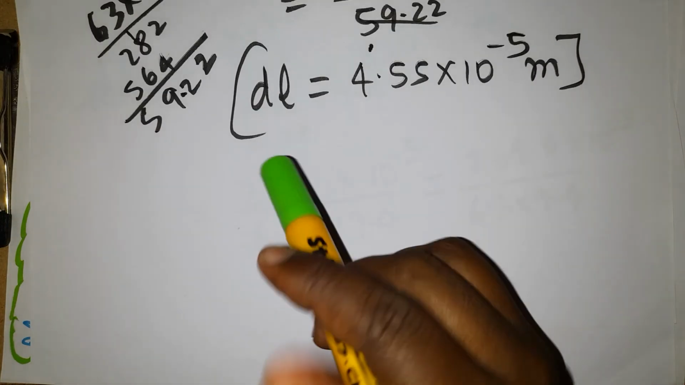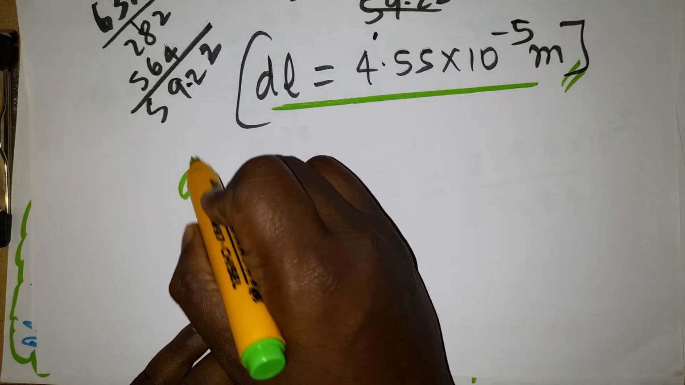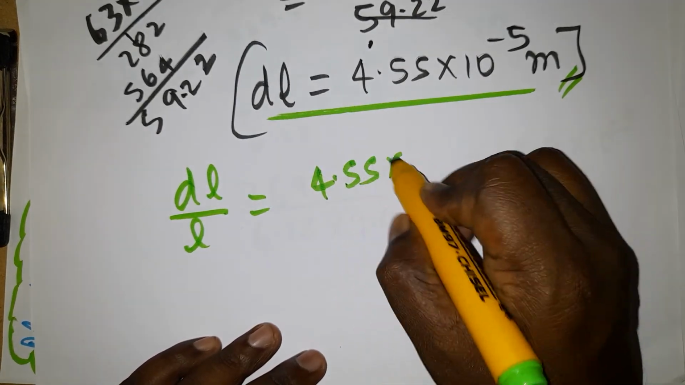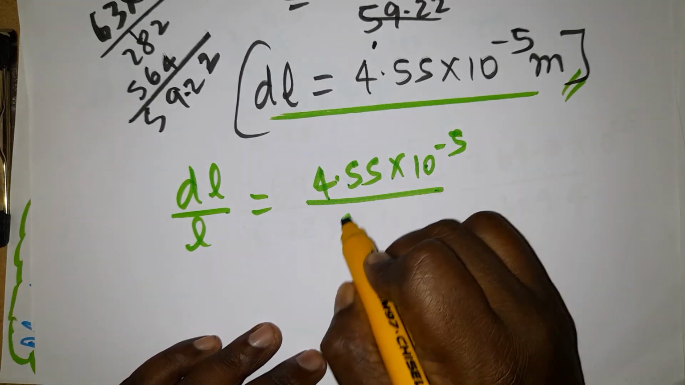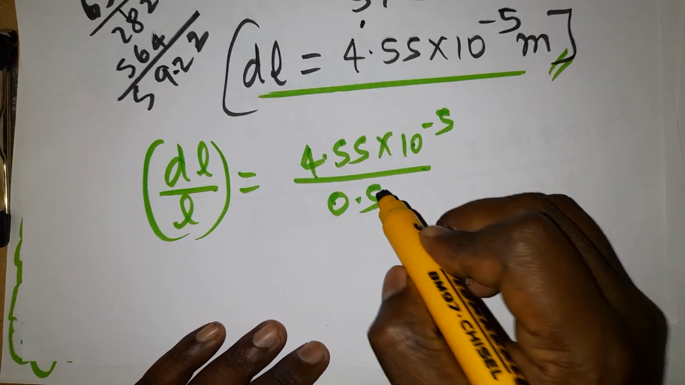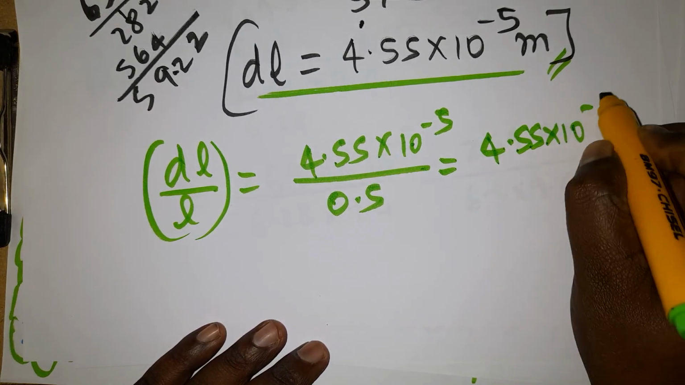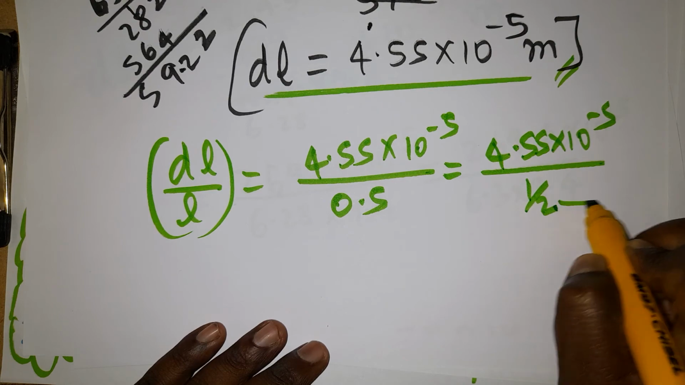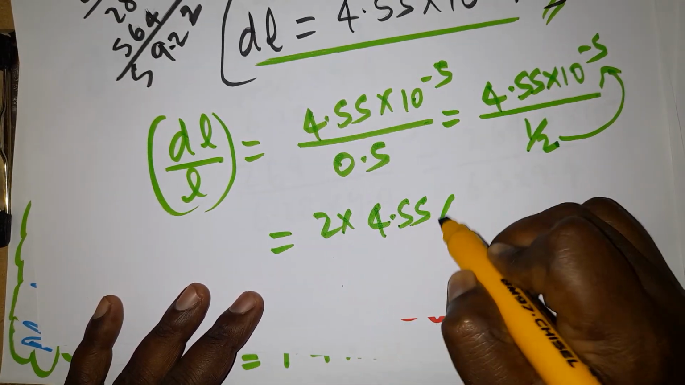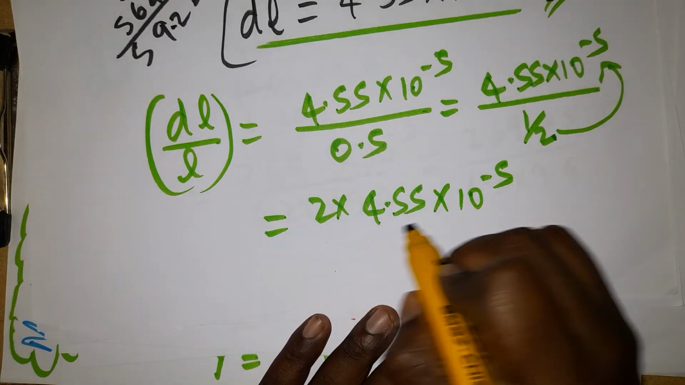Now changing length by original length. This much length is going to be compressed. Changing length by original length. Changing length is how much? 4.55 into 10 power minus 5. Original length 0.5. Total length of compression in percentage they asked. So 0.5 you can write 1 by 2. Denominator directly will come into the numerator. 2 times 4.55 into 10 power minus 5. So just you can do this multiplication.